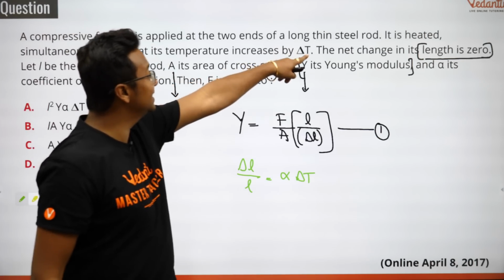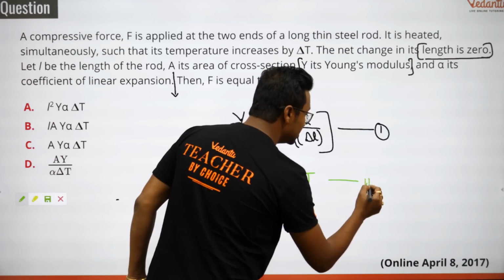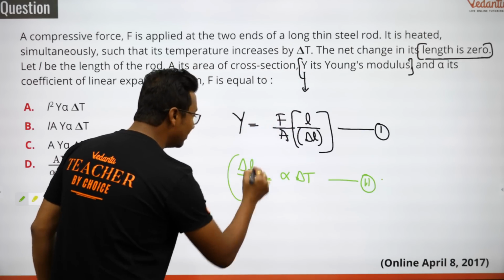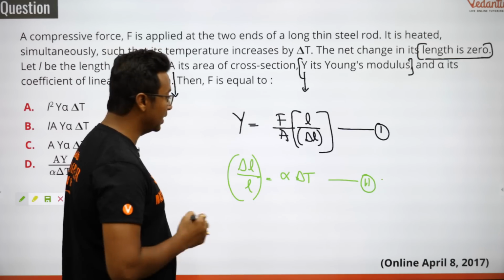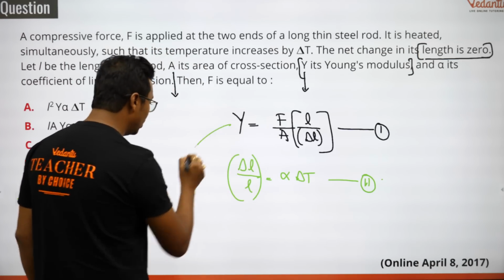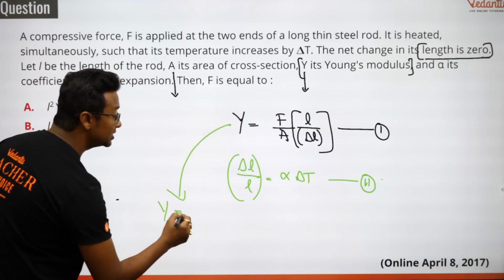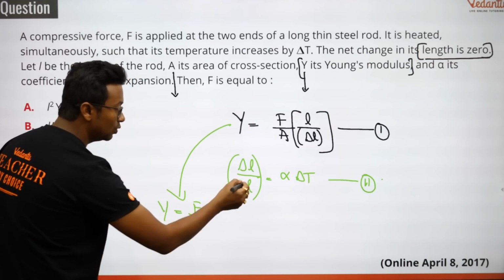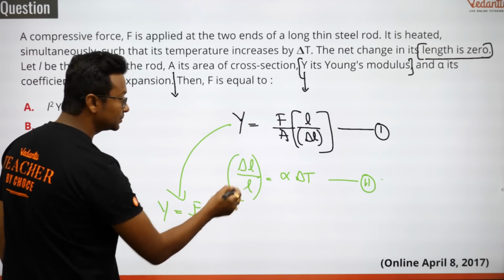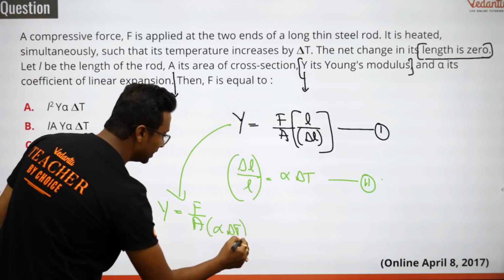Now here delta T is given to us. Equation 2: take down the value of delta L by L from here and insert it out here. What are you going to get if you do that? You're going to get Y, or Young's modulus, is equal to F divided by A into delta L by L, which is alpha delta T.